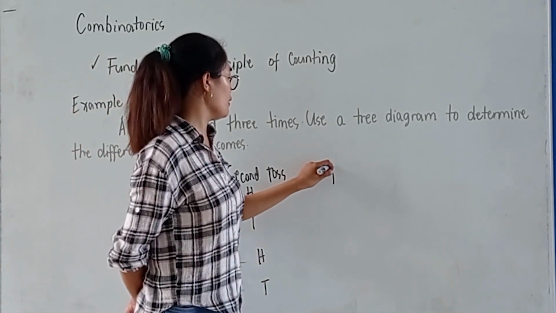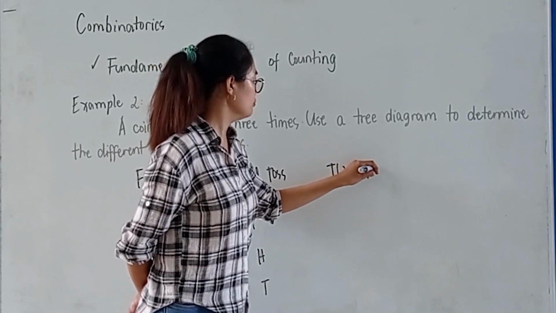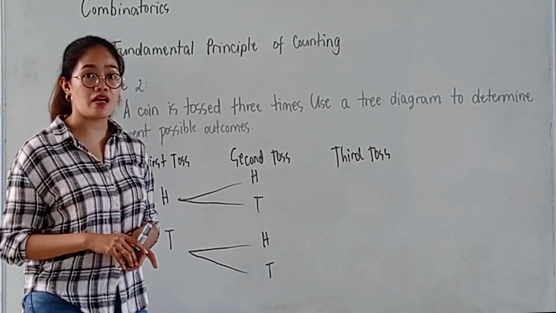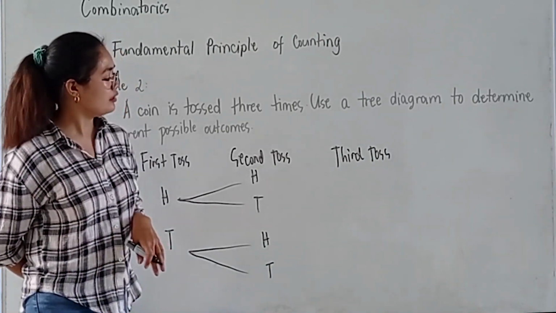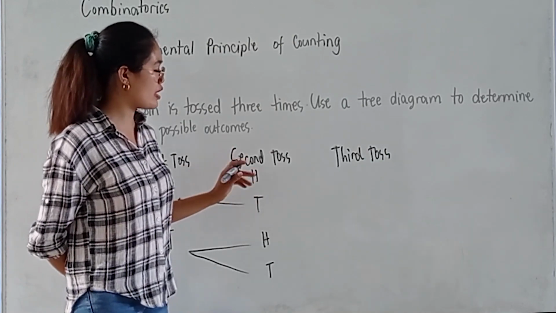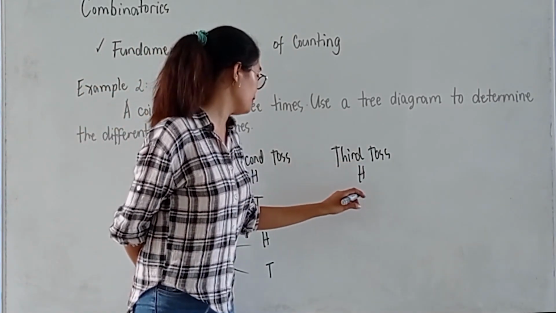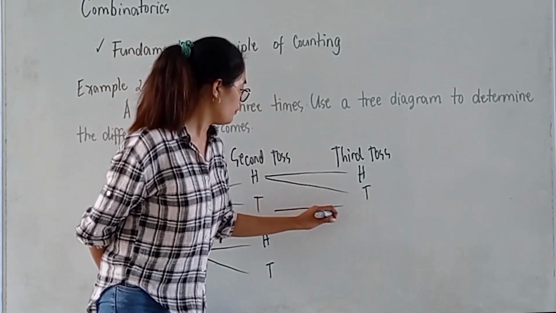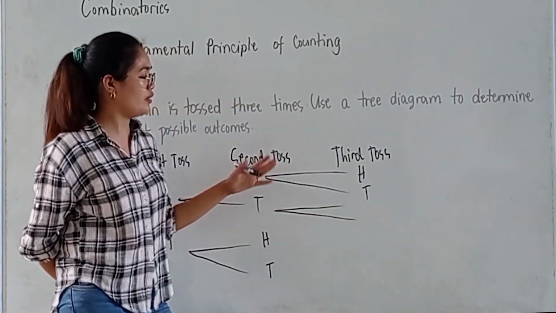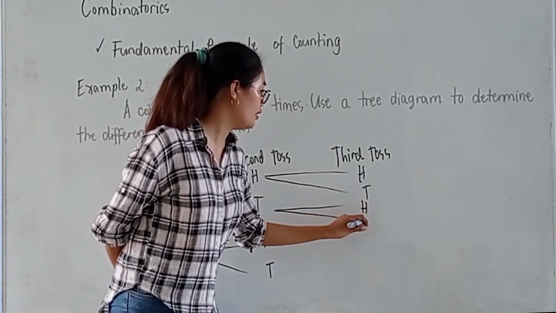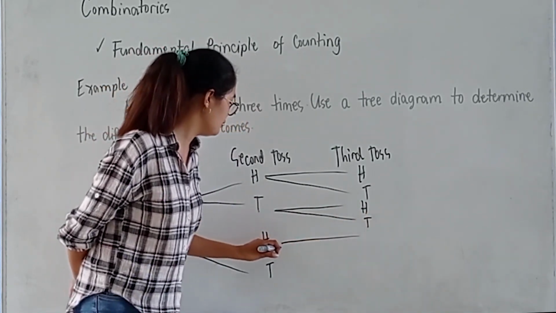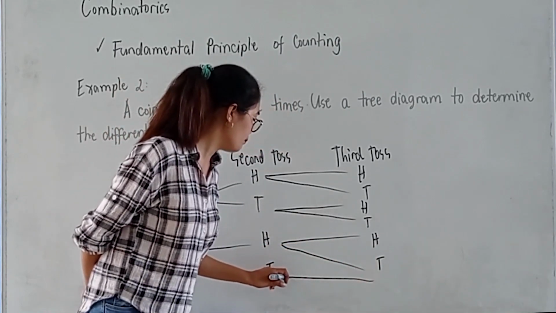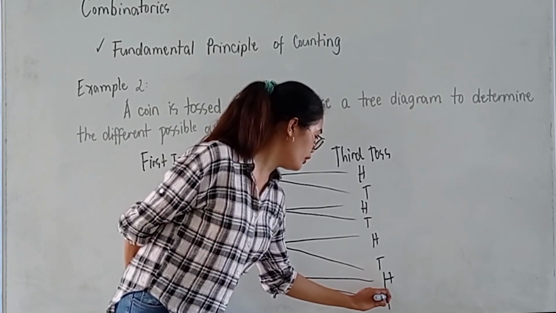Now, for our third toss, again we have two possible outcomes, either a head or a tail. So let's say head comes up for our second toss, then the third toss can either be head or tail. If the second toss is tail, the third toss can either be head or tail, and the same for the rest.